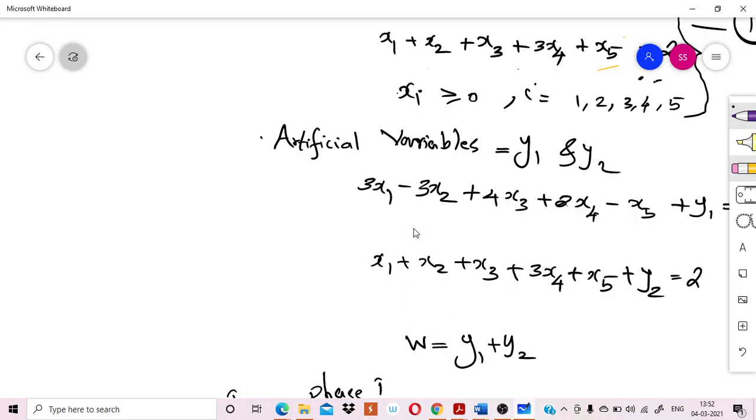In this class, we will discuss the dual simplex method, that is another method to solve LPP, linear programming problems. Before getting into that method and solving an LPP, you should know what I mean by the dual of an LPP.